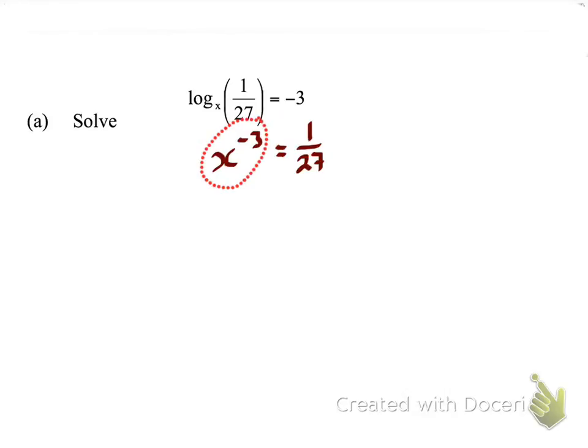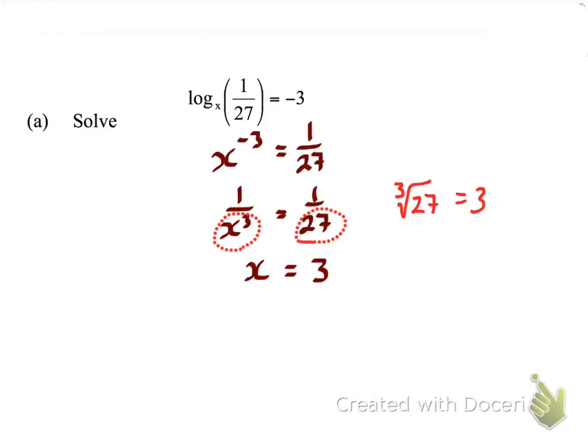Put it downstairs as a denominator. Now once we have that as a positive power, we can see that x to the 3 must equal 27. And 3 to the power 3 is 27, or take the cube root of 27. There, not so hard after all.